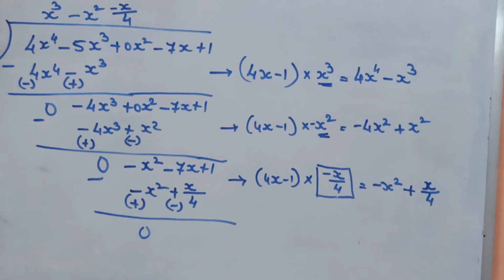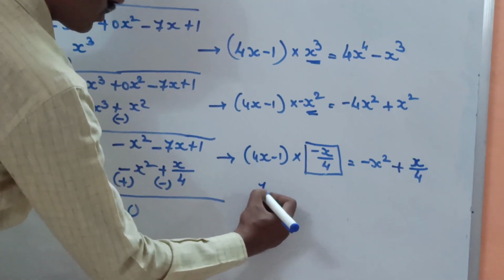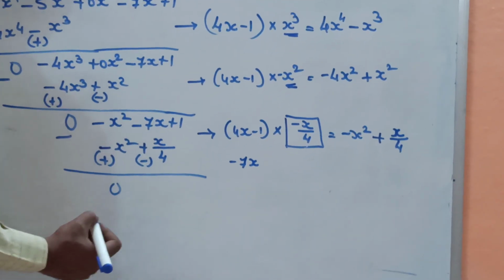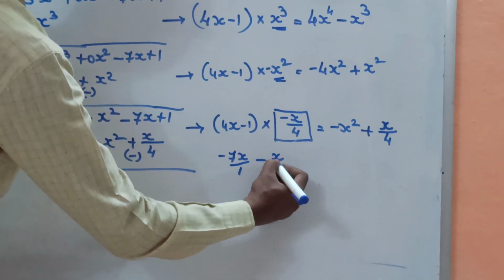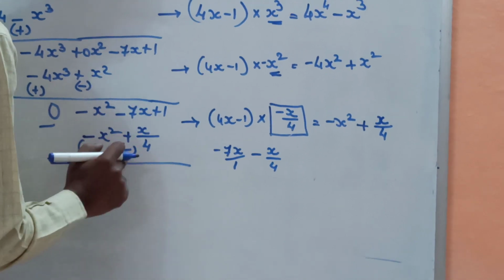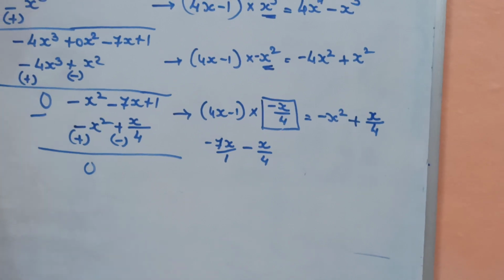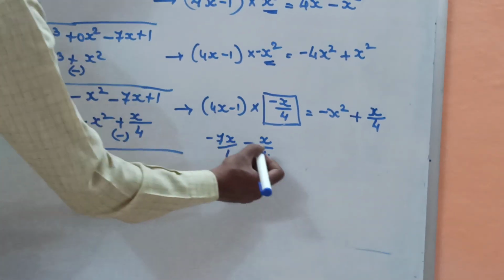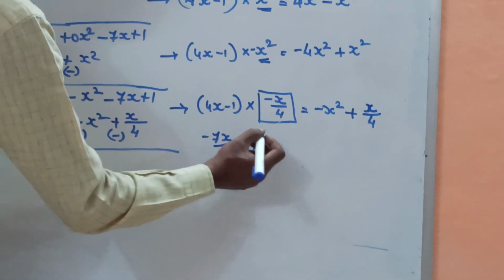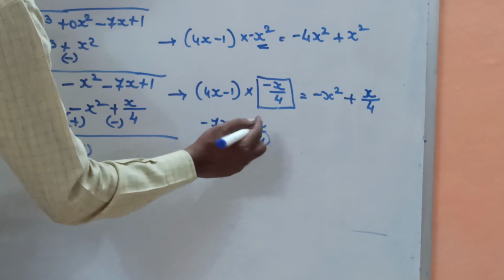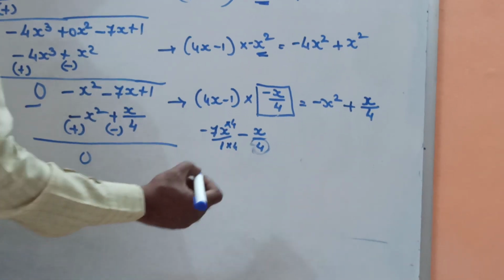Now how to do this subtraction? Here also you have to keep in mind how we have done. This is a fractional form. Minus 7x upon 1 minus x upon 4. Minus 7x and minus x upon 4. Now we want to make the denominators equal. Then only you can do the addition or subtraction of the fraction. So what we are going to do? You are going to multiply this fraction by the denominator which is over here. So that is 4. Got it?